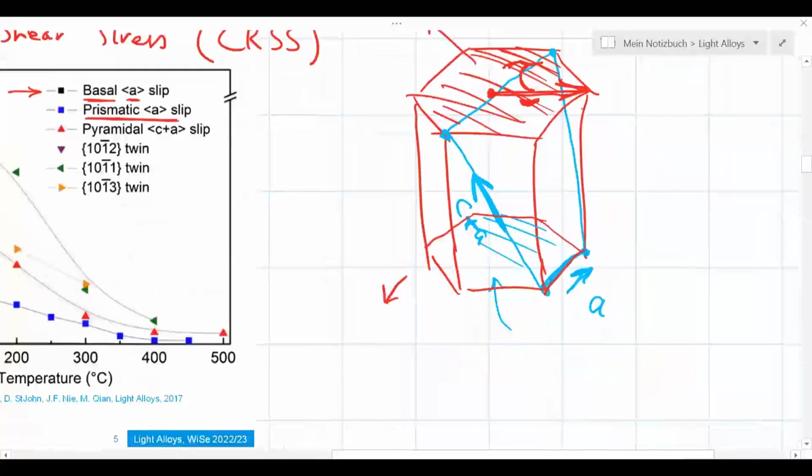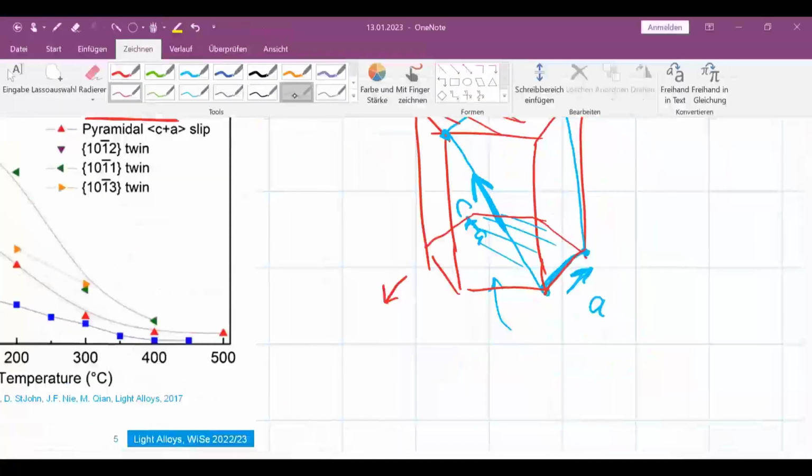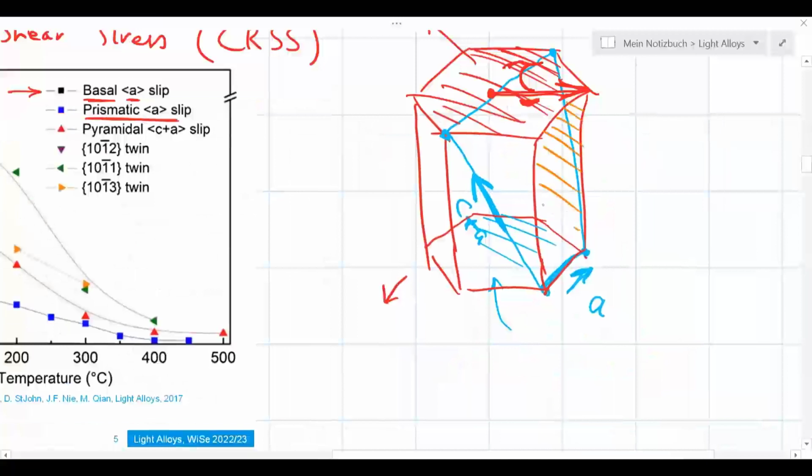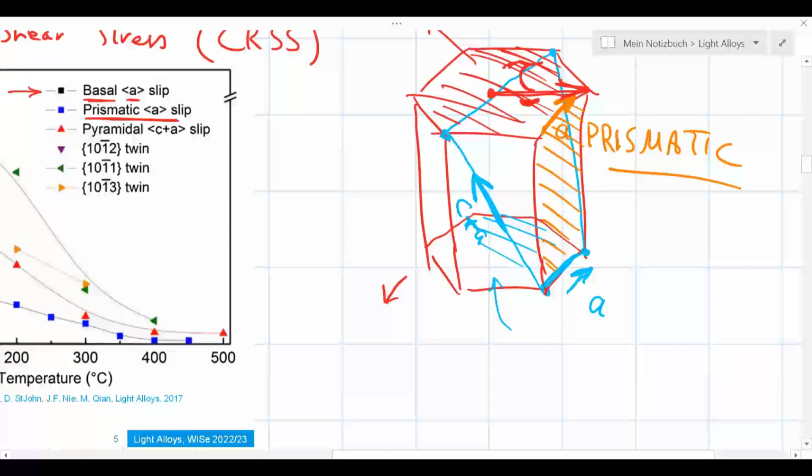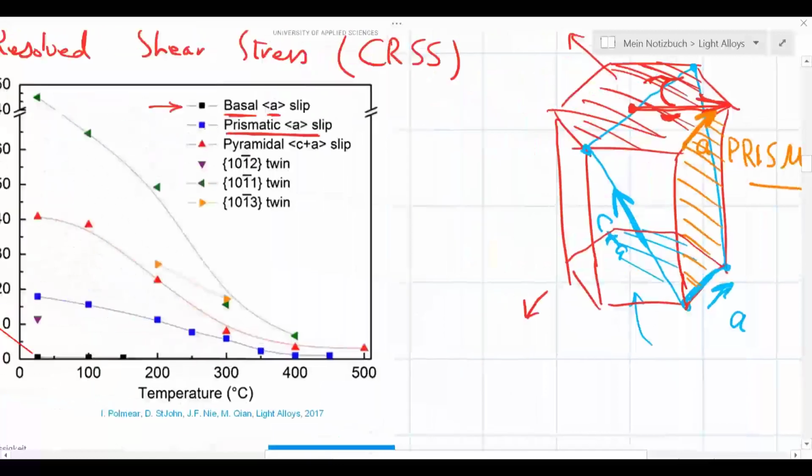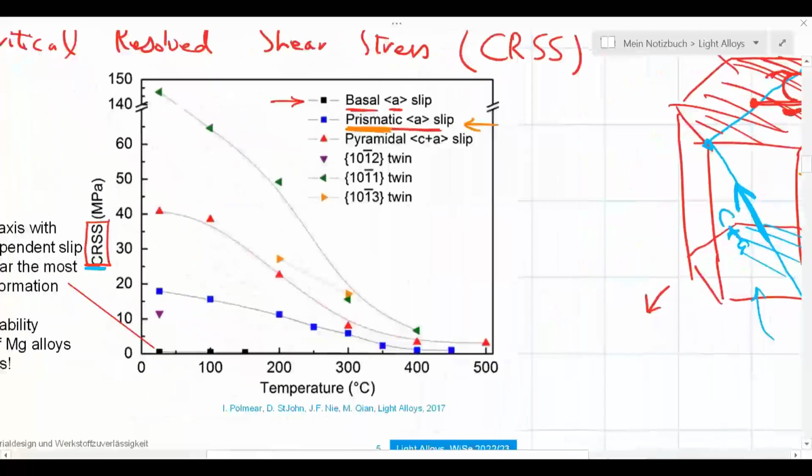Prismatic slip happens on these sorts of planes. This would be a prismatic plane, and I could get a slip, for instance, in that direction. That would be a prismatic plane, and that could be the direction of slip. In that case, it has no component parallel to the c-axis. I could call this a-type slip, right? And this is actually what is meant by blue color here. This is prismatic, right? I put orange there, but I'm talking about the one here marked in blue.